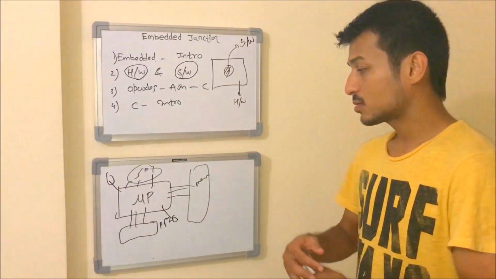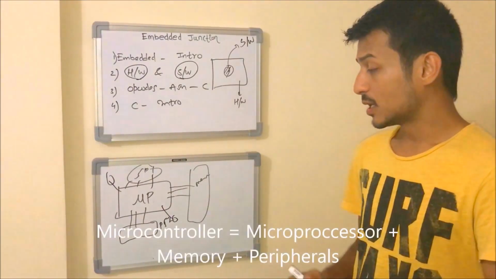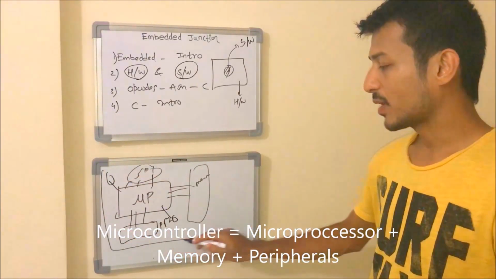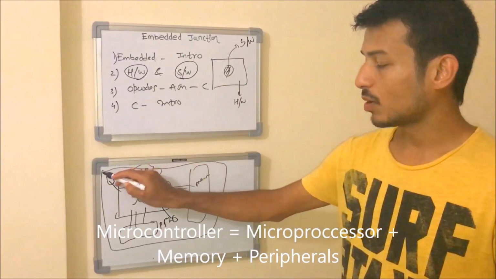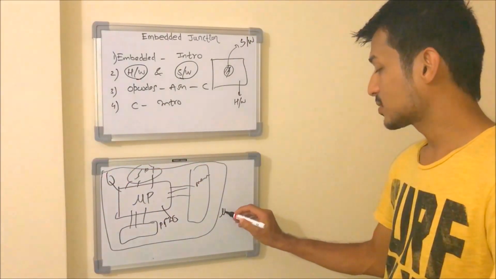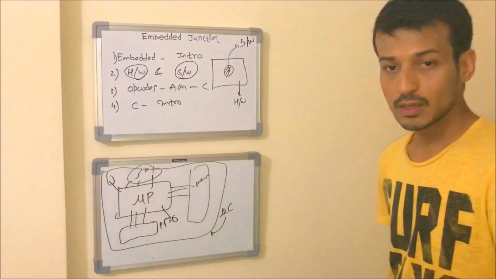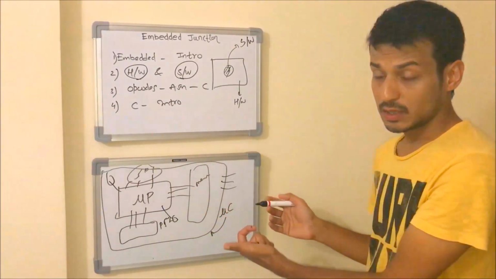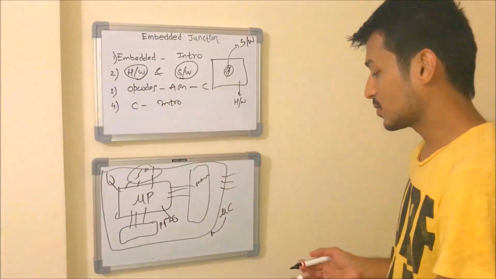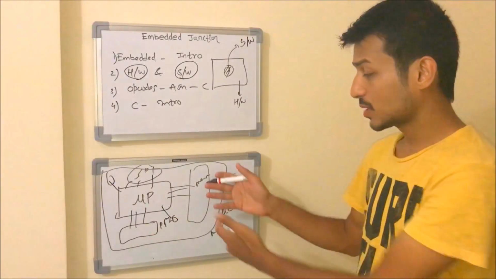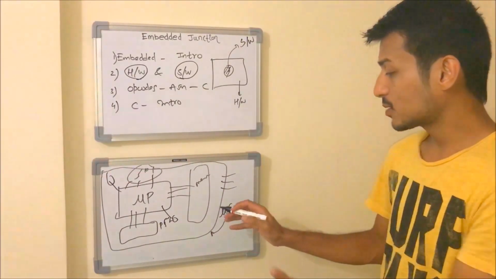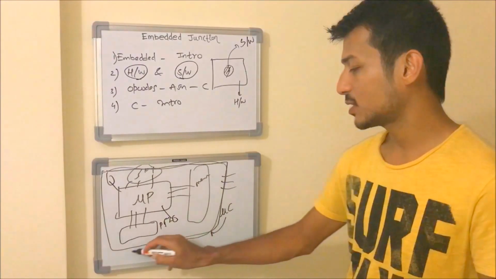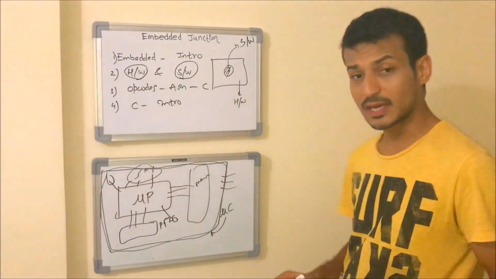Now I talk about microcontroller. A microcontroller is nothing but the combination of microprocessor, memory, and all the peripherals. So there is no need of external memory. There may be a need of external memory when your internal memory is not sufficient. But these controllers have all the components necessary to perform the minimum task.